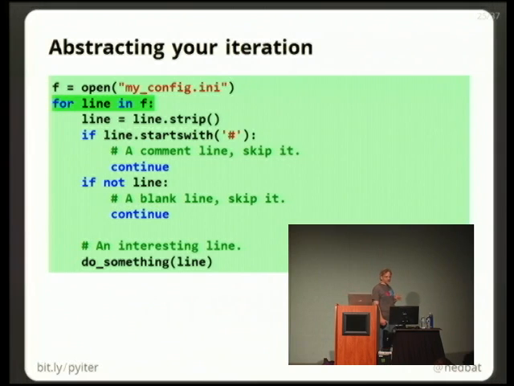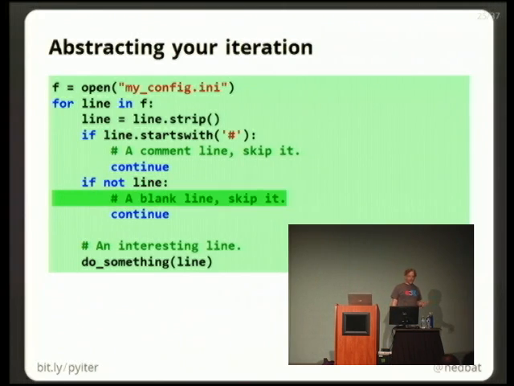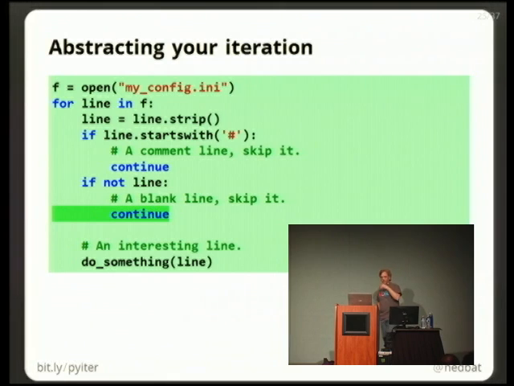So we open our file, we loop over it, we strip the white space. If it starts with pound, then we continue, meaning we're not going to get down to the do something line. If the line is actually blank after stripping it, meaning it was a blank line, then we continue. If we make it through that gauntlet of tests, then we'll get down to our do something. So the interesting lines will get down to here and we'll do something. But again, this loop is doing two things.